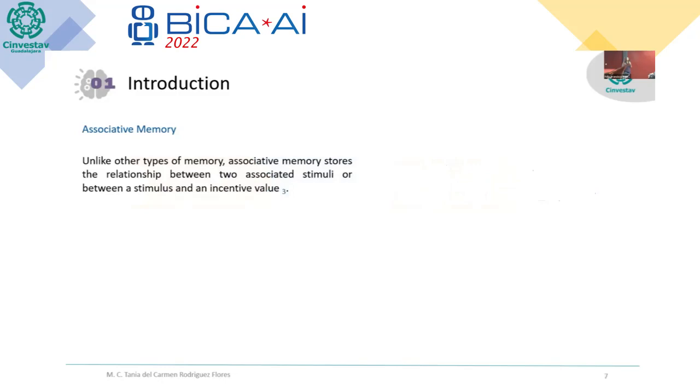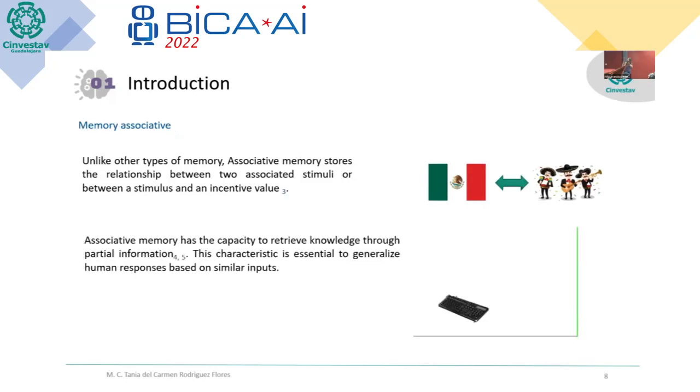In specific, the associative memory, unlike other types of memory, is when you store the relation between two stimuli or between a stimulus and an incentive. Also, the associative memory is capable of retrieving knowledge through partial information. This characteristic is very important because with this characterization of the system, it can generalize human response.